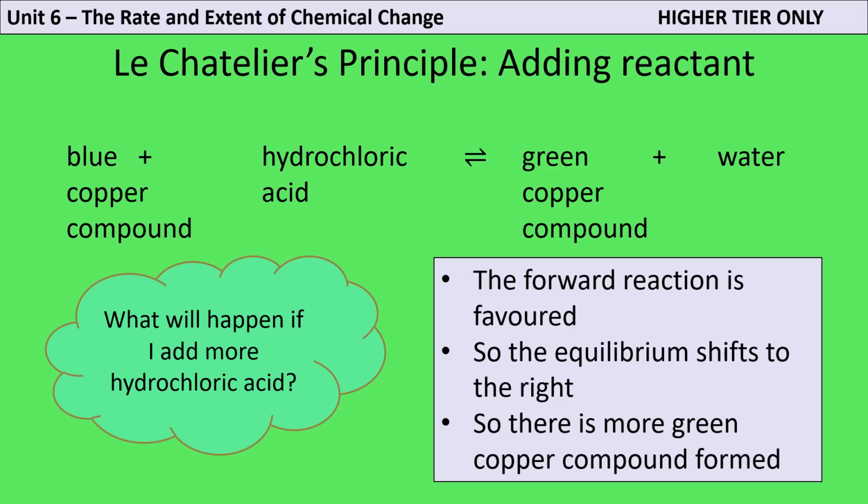So in this instance, the forward reaction is favoured. That means that the equilibrium shifts to the right. In other words, I'm making more of the products. Therefore, there'll be more of the green copper compound formed, and my solution will start to look greener rather than bluer.